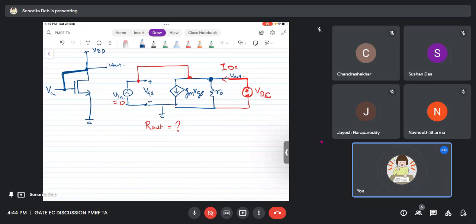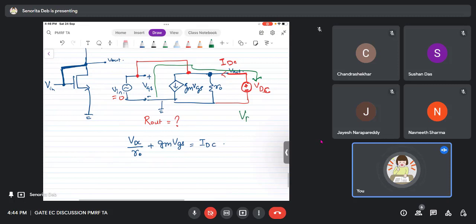So what will happen, if I put a KVL here in this node, VDC by R0 plus GMVGS equals IDC, right? Now the question is, what is VGS? What do you guys think? So you can now put a KVL in this, right? Because it is now shorted, a KVL here is possible, the green line. Right? So that means VDC equals VGS.